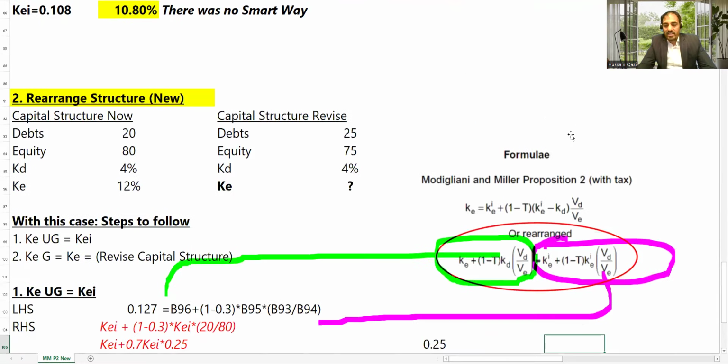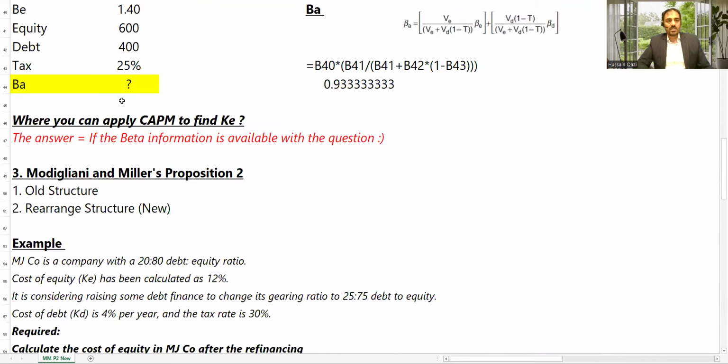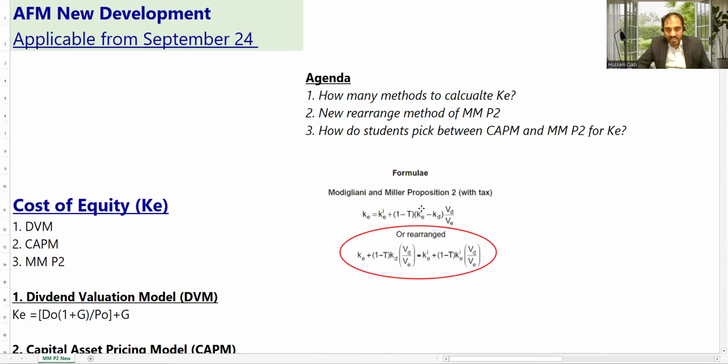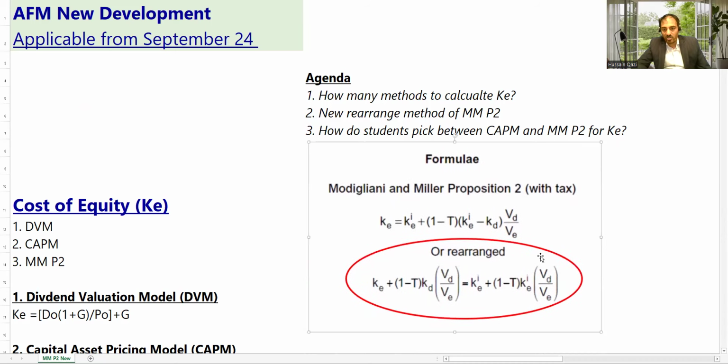So at final, I must say, if this is the formula sheet, this rearranged structure is actually for the shortcut methodology or a smart methodology to calculate KI. Or if you wanted to calculate KE, you will use the same previous method.